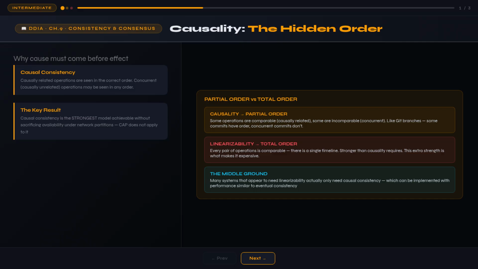The book defines it this way: operations A and B are causally related if A happened before B, meaning B might have known about A, or depended on A. If neither A nor B happened before the other, they are concurrent, there's no causal link between them.